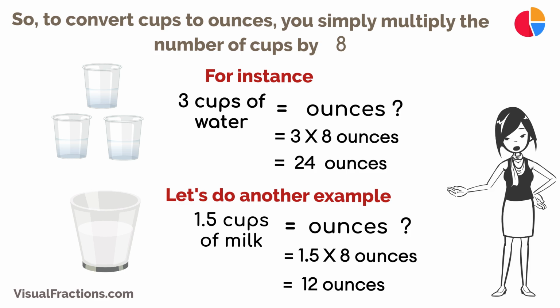And that's basically it. Just remember, 1 cup equals 8 ounces. With this simple conversion, you can easily switch between cups and ounces, making sure all your measurements are spot on for your cooking and baking needs.